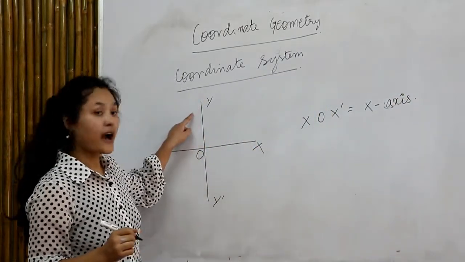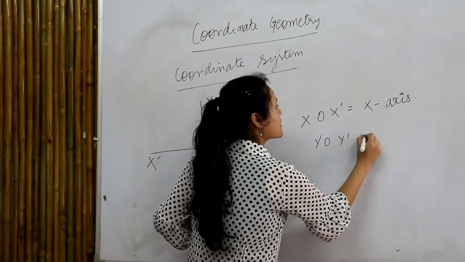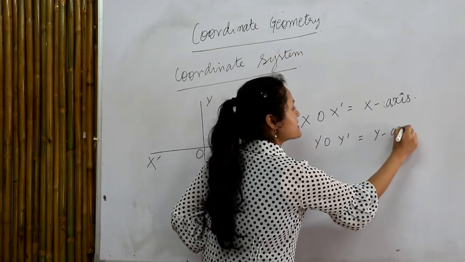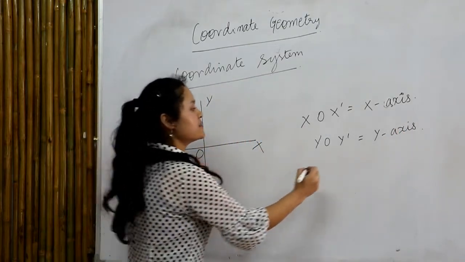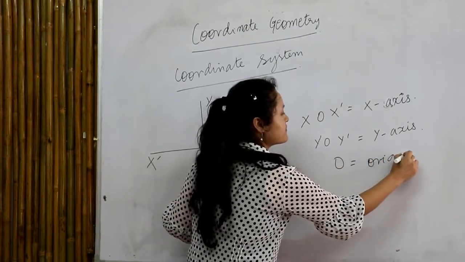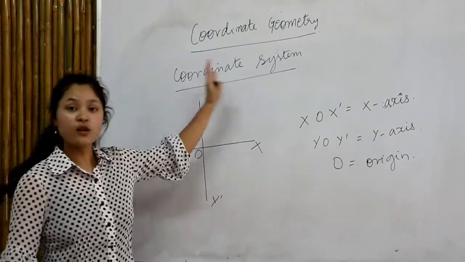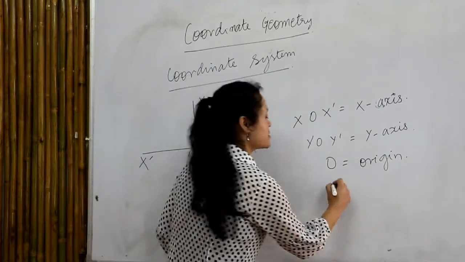The line Y prime Y we call the y-axis, and this 0 here in the middle we call the origin. And this whole system that I've just explained is known as the Cartesian system.